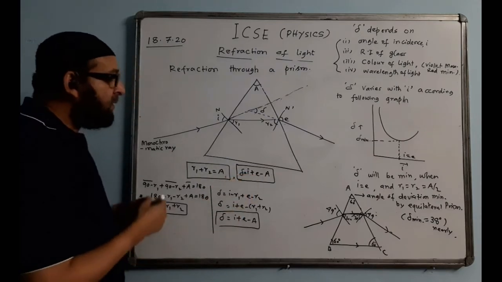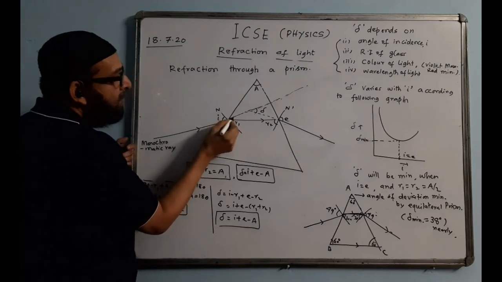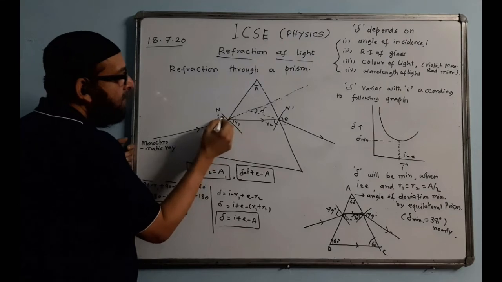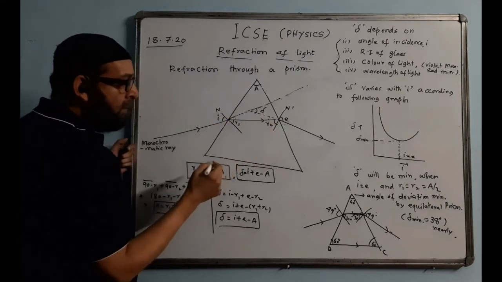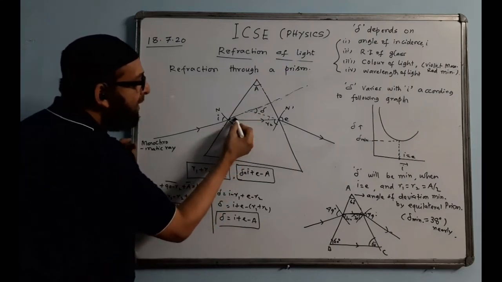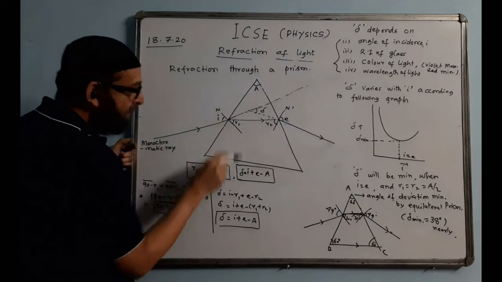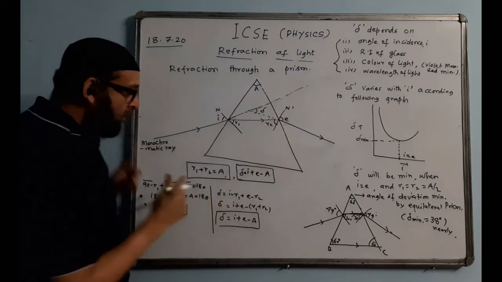Why does this happen? Because of this angle. This entire angle will be I because of vertically opposite angles. So a part of it, this angle, will become I minus R1. This angle will become E minus R2. So by the exterior angle property of a triangle, exterior angle delta is equal to this angle plus this angle. The value of this angle is I minus R1. The value of this angle is E minus R2.